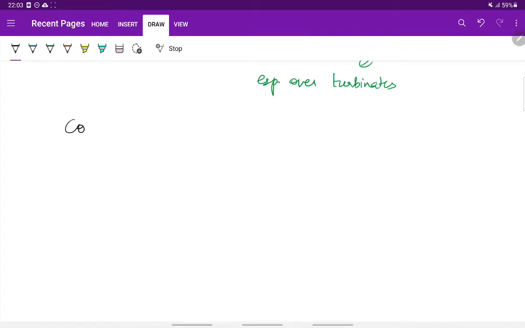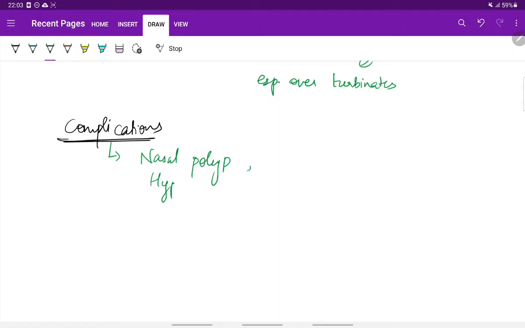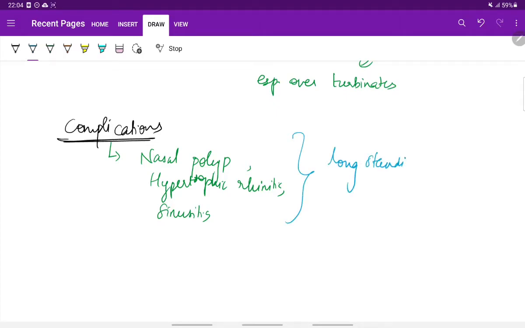Next, the complications. Complications can be development of nasal polyp, hypertrophic rhinitis, or sinusitis. These can be seen in long-standing cases of vasomotor rhinitis.